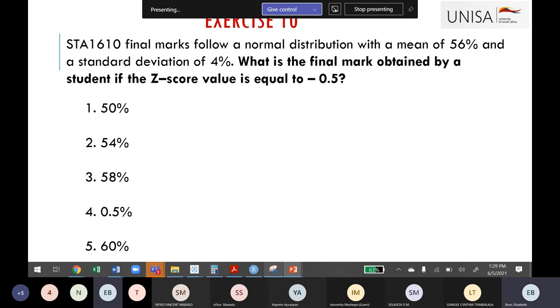The stats final mark is normally distributed with a mean of 56.